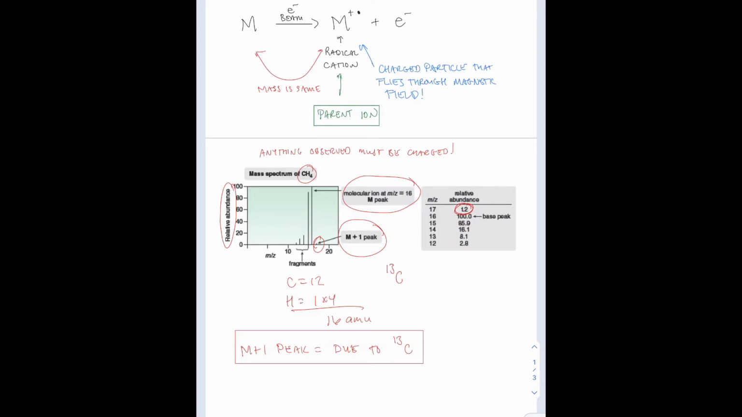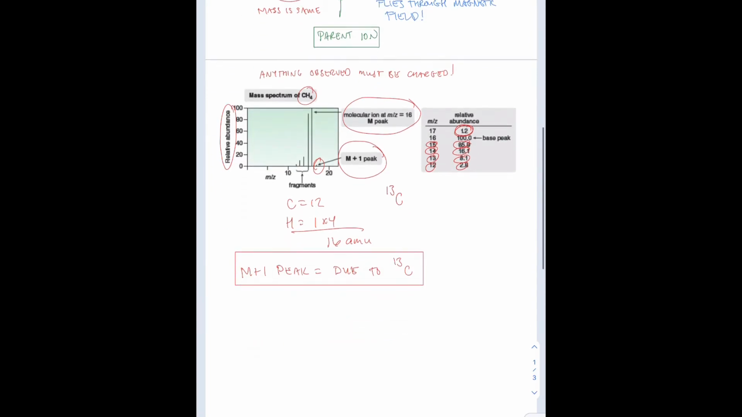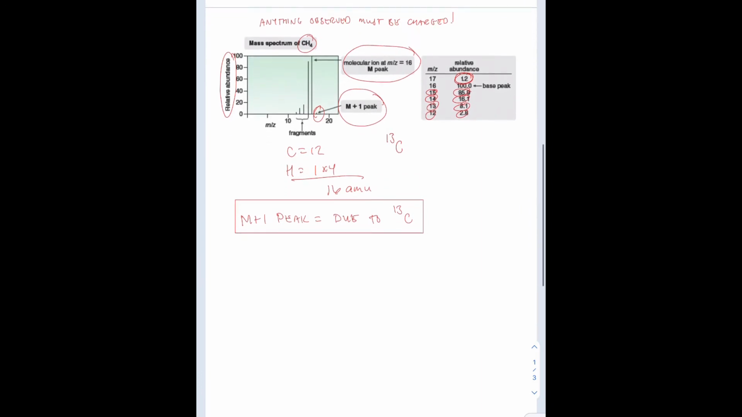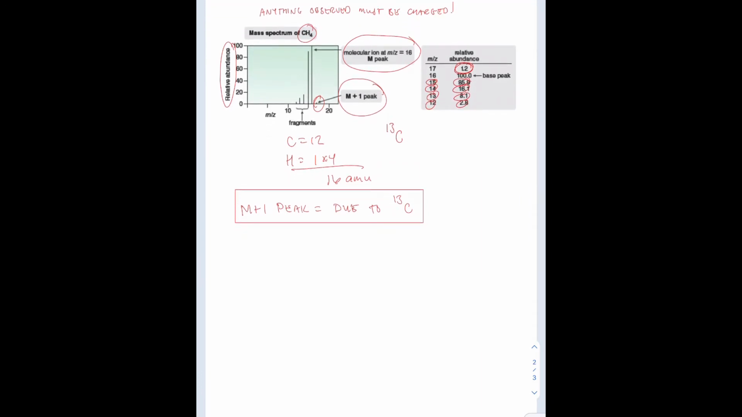As you can see, there's a very, very small amount of that relative abundance of basically the mass to charge of 17. And then as you move further down, we have 15, 14, 13, 12, getting smaller and smaller in abundance. And this is pretty typical as you move down from the parent ion. Okay. The reason why is because the methane molecule undergoes something that's called fragmentation.